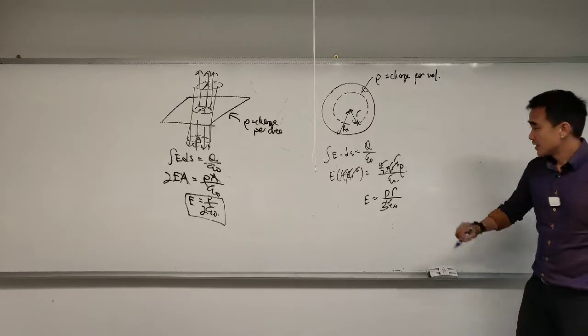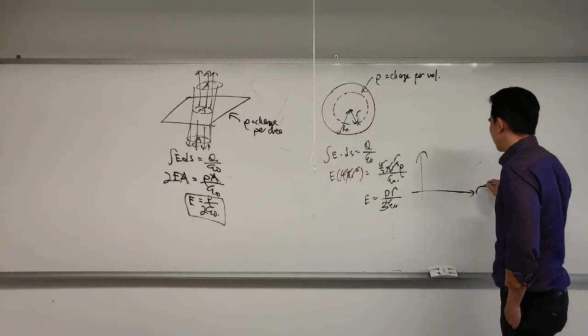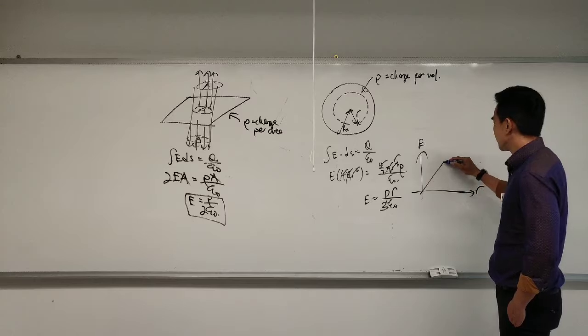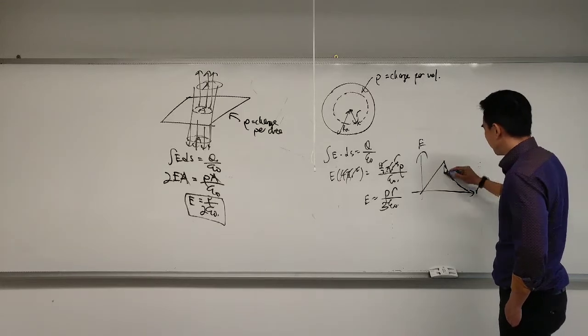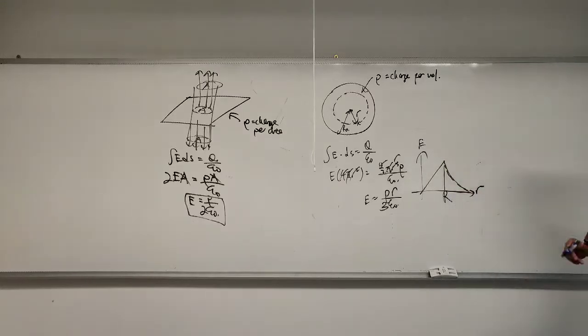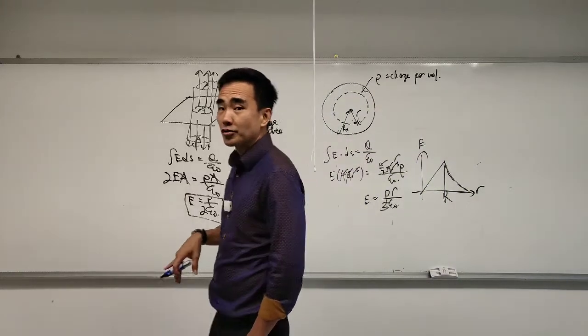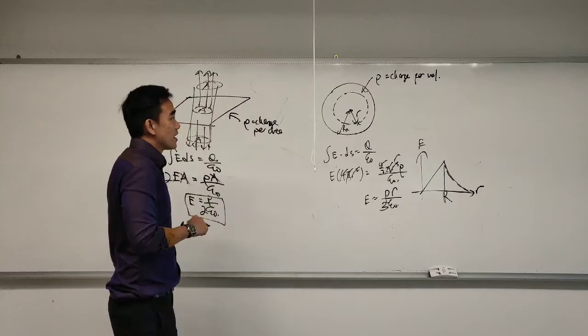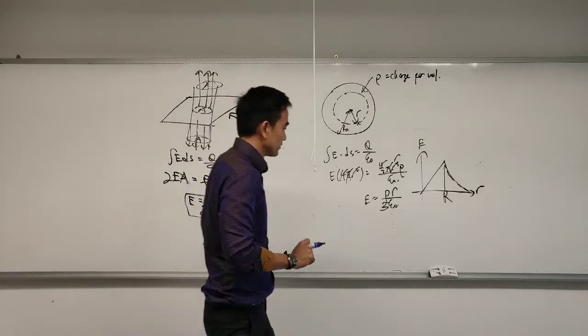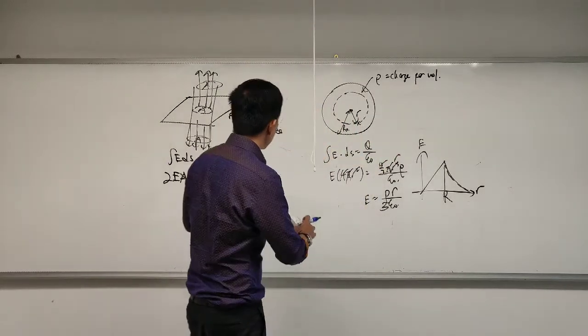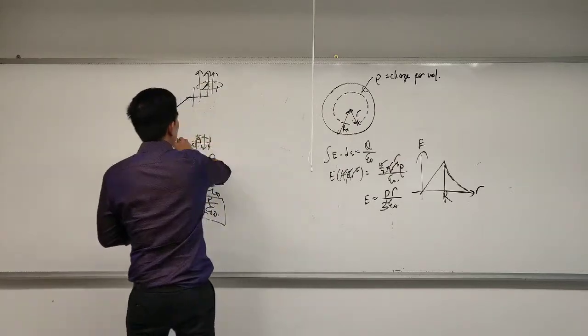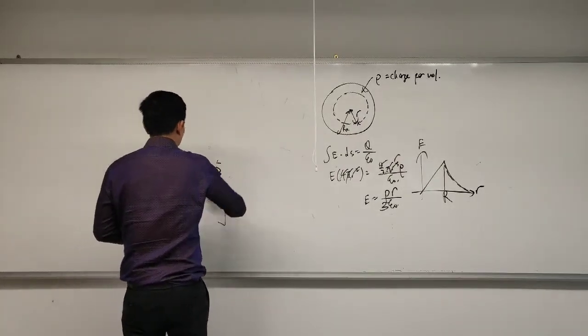So therefore, you have a case where the electric field strength varies like this, and then drops off after R. Because after R, it behaves as a point charge, it goes down with kQ on r squared. So this is the case where you have a charge density that is constant. Now, how about a case where the charge density varies with distance? So how does that work out?